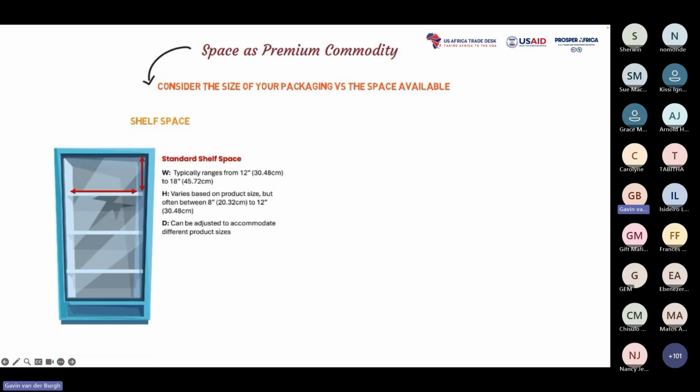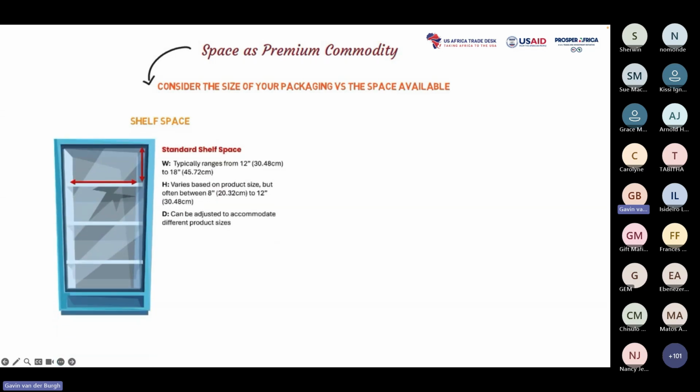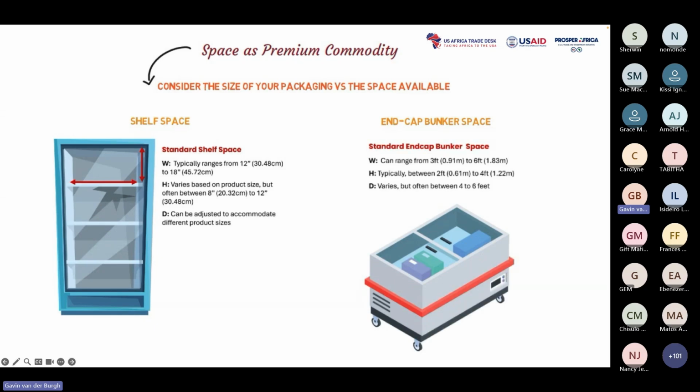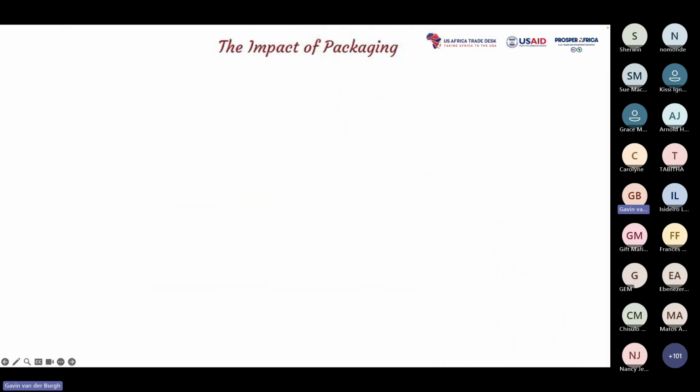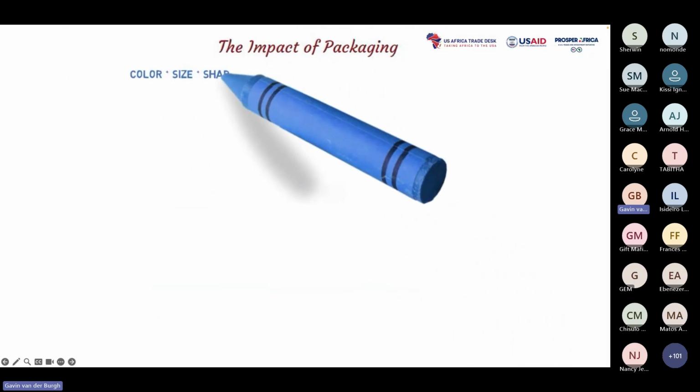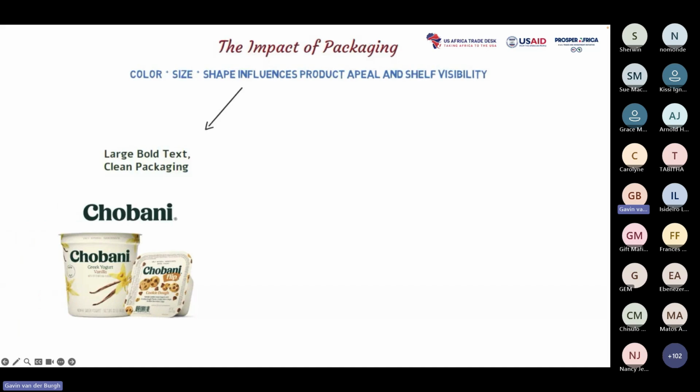There are numerous challenges when you go through a reset. So make your packaging easy and understand where you are potentially going to be placed. Understand what the size of the shelf is, or what the size of the bunker is, and design your packaging around that to make it easy for the retailer. Then you also need to look at how color, size, and shape influence the appeal on the shelf itself.